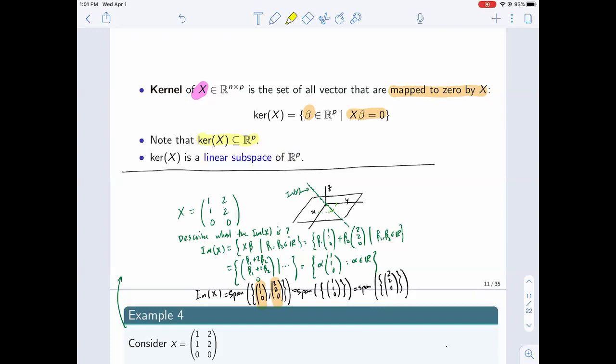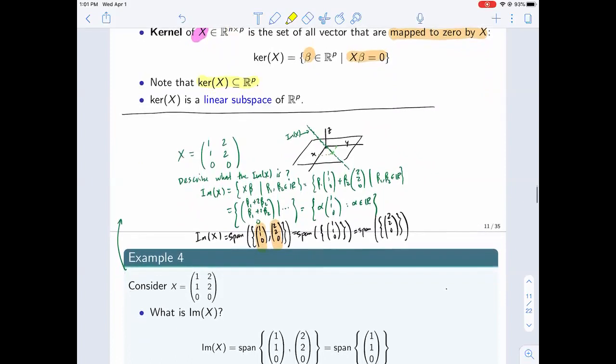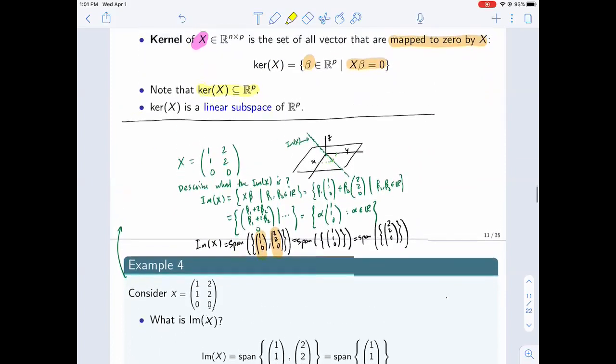So we have two subspaces associated with a matrix. One is the image, which is a subspace of R^n, the number of rows, and the kernel is a subspace of R^p, which is the number of columns. If you think of X as an operator that operates on vectors and produces new vectors, the kernel is the set of all vectors that under this operator go to 0. Questions?